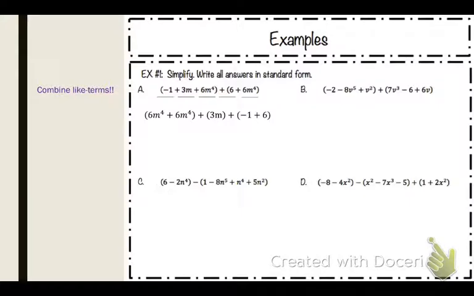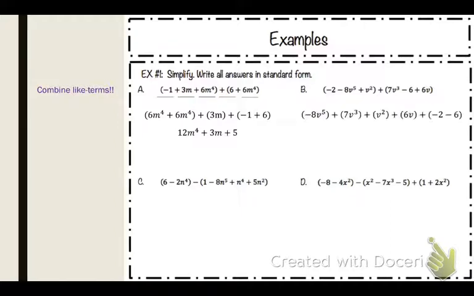So 6m to the 4th plus 6m to the 4th is 12m to the 4th. The 3m stays by itself. And then -1 plus 6 is positive 5. And then that's our final answer, and we're done. It's in standard form. We don't need to worry about anything else. Cool? Let's look at example B.